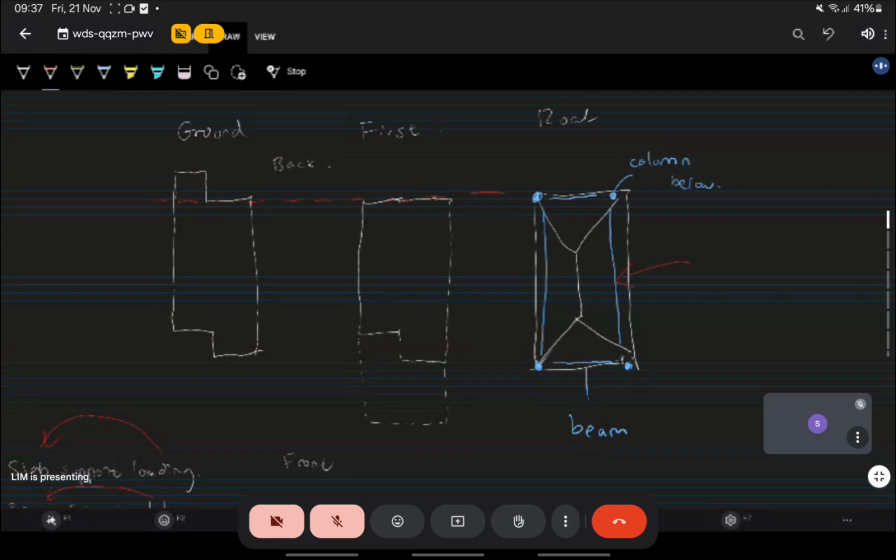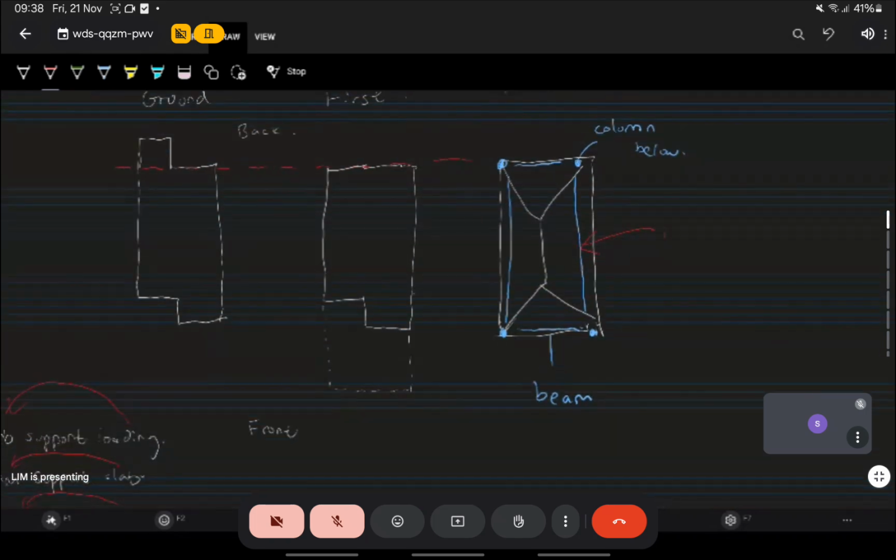Next week I'm going to teach you how to decide whether a beam is too long or not. There is a way you can check very quickly. We call it a span depth check. Is this beam too long?